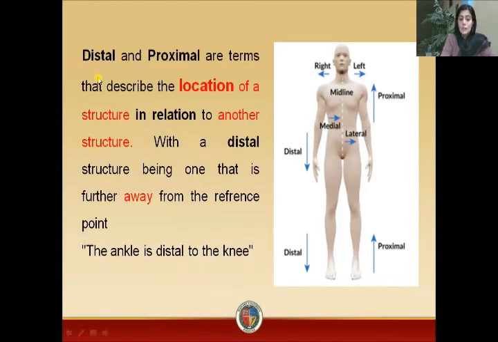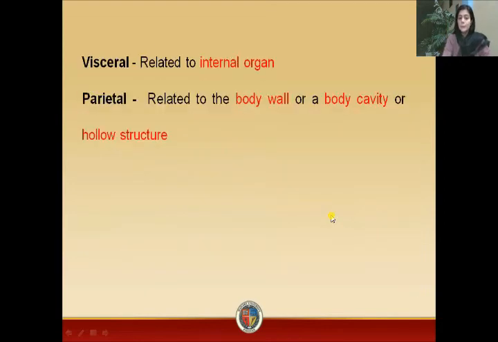So, the difference between distal and proximal. These are the locations of the structures in relation to one another. Distal, that is away from the reference point. Proximal, that is close to the reference point. For example, here you can say that the ankle is distal from the knee.